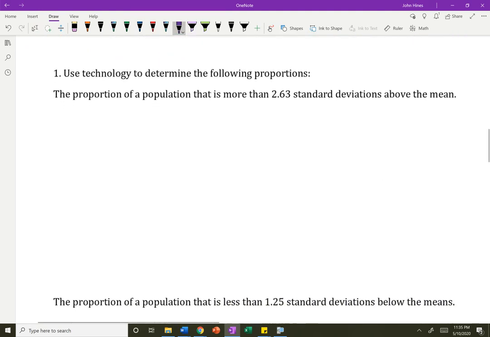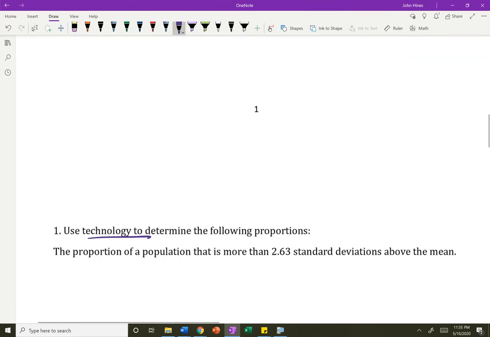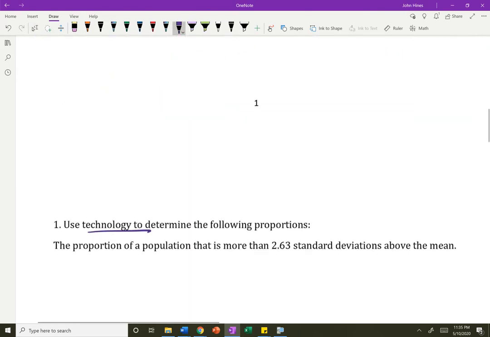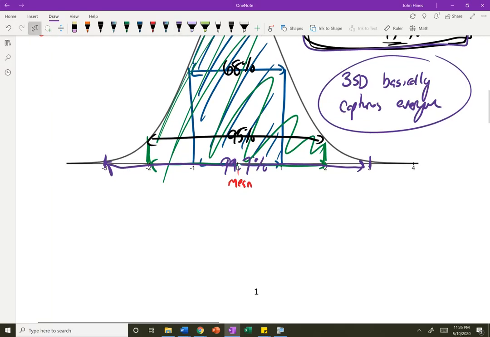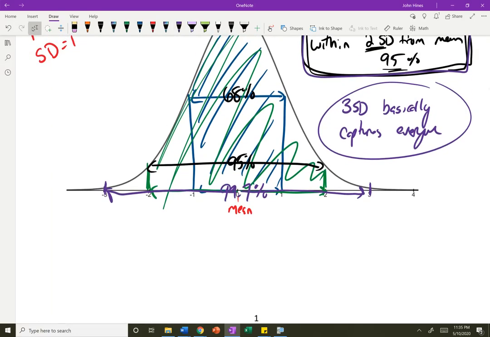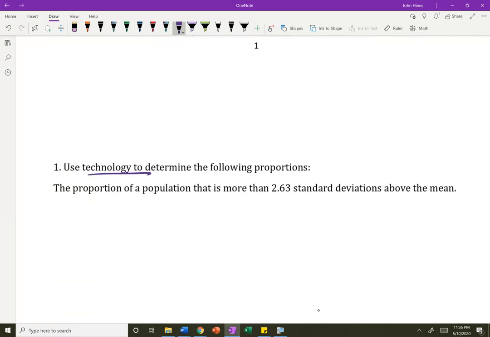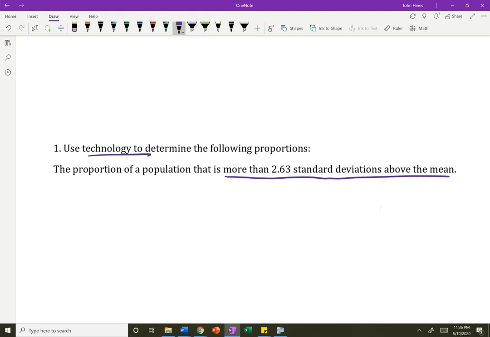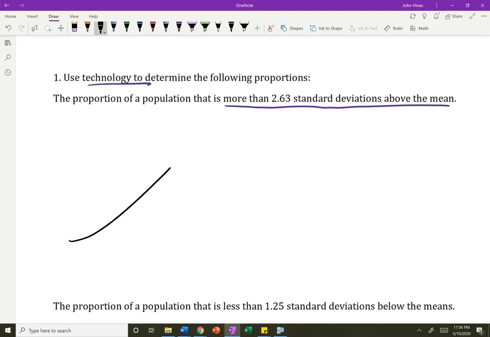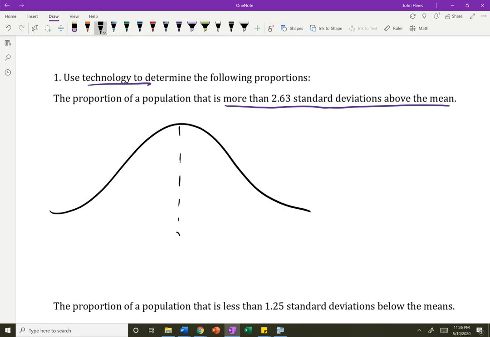So let's do a question right here. Use technology. So that's kind of some basics, but we don't always have perfect 1 standard deviation from the mean, 2 standard deviations from the mean. Sometimes we're like 1.67. So right here, find the proportion of the population that is more than 2.63 standard deviations above the mean. So I'm going to draw a normal curve. Zero's in the center. And I want to be more than 2.63 standard deviations above the mean.